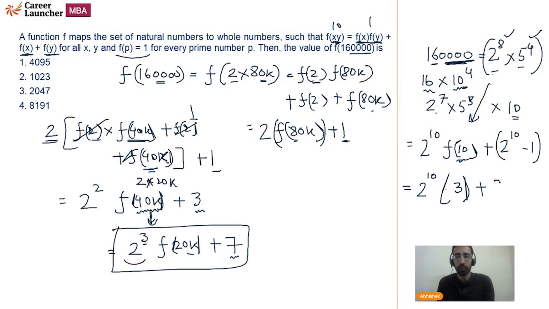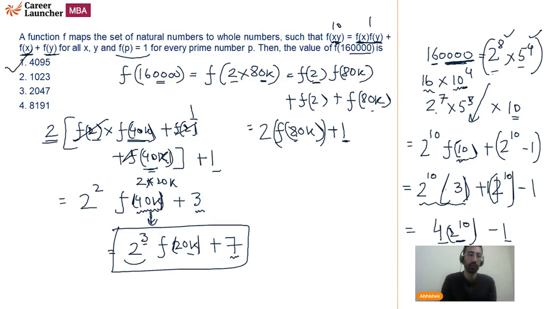And then you have 2 to the power 10 minus 1. So because 3 into 2 to the power 10 plus 1 into 2 to the power 10 makes it 4 into 2 to the power 10. And then you have a minus 1. So this is 1024 into 4, 4096. 4096 minus 1 is 4095. That's your answer. I hope this is clear.